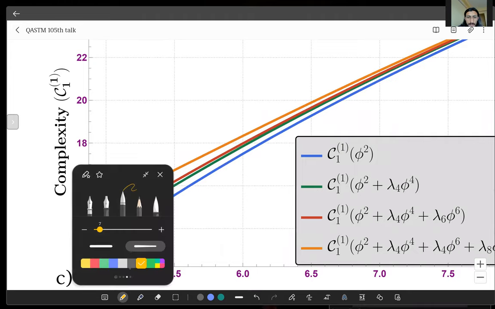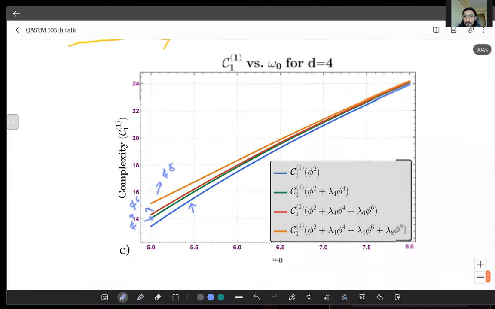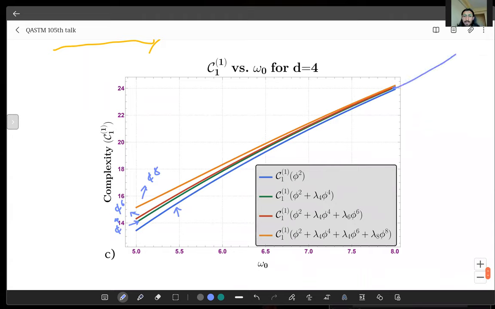So this one is for the free field. We add Phi 4, then we add Phi 6, and we get Phi 8. All of the contributions actually will become 1 later, again because of that 1/n factor.